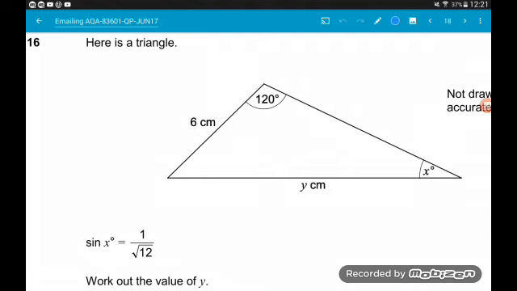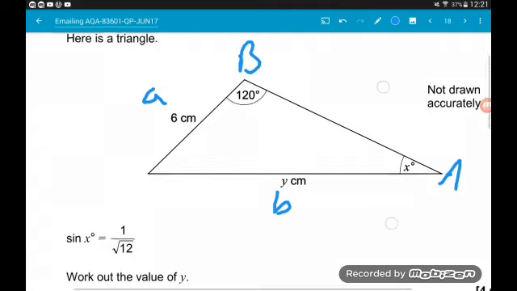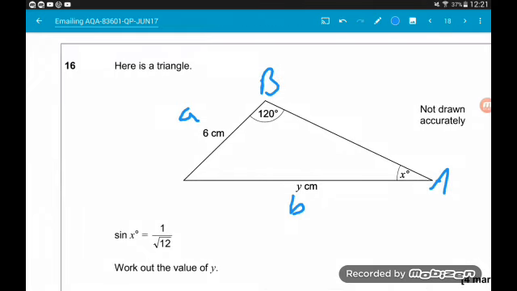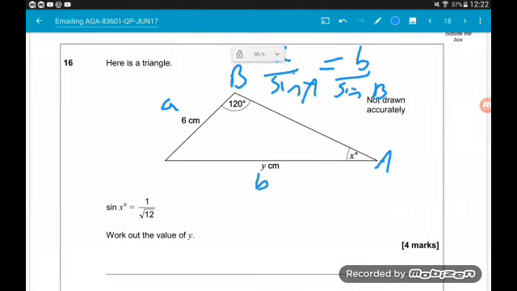So, let's label our triangle. Let's call this angle A, and this is side A, this angle B. So then this guy is side B. So by the sine rule, we're looking for a side length. So we're going to use the sine rule as A over sine A is B over sine B, like that. So if we work our stuff in, we're going to get 6 over sine of x, but we know sine of x is 1 over root 12.